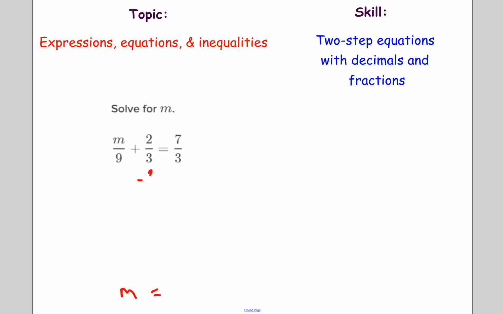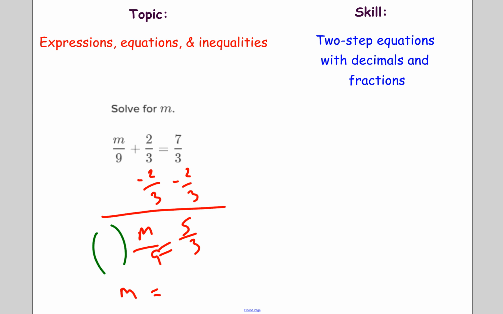So I'm going to subtract 2/3 from both sides. And I get M over 9 equals 7/3 minus 2/3 is 5/3. Well, I don't want M over 9. I want just M. So I'm going to multiply both sides by 9 over 1. Why am I doing 9 over 1? Because that's going to make those 9's cancel each other out, leaving me with 1m.